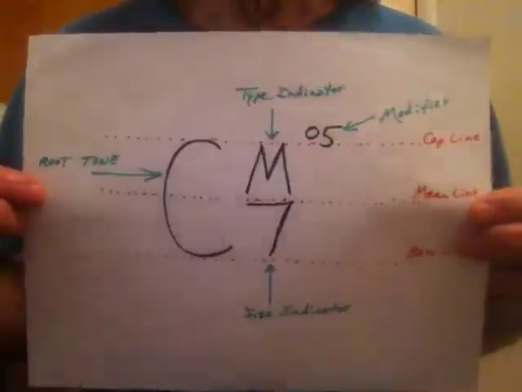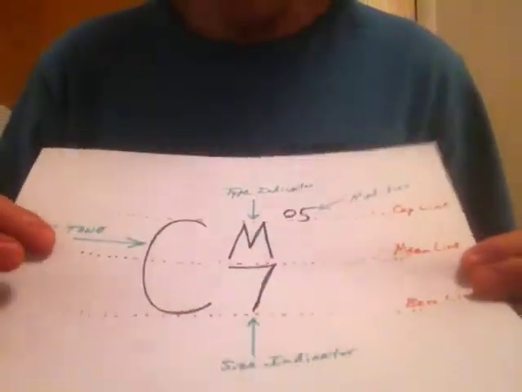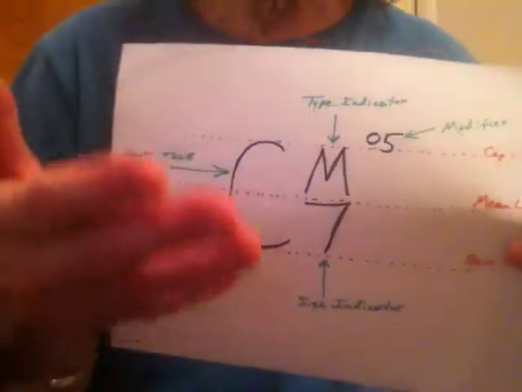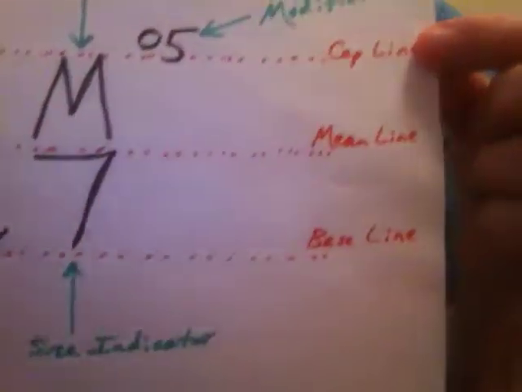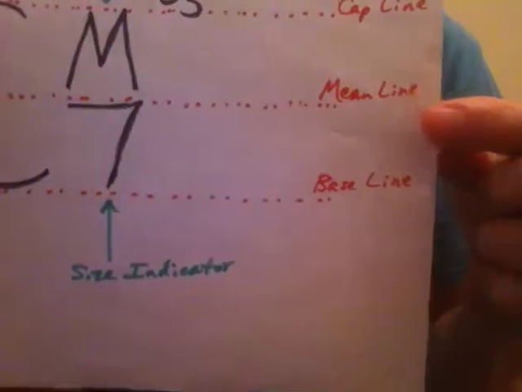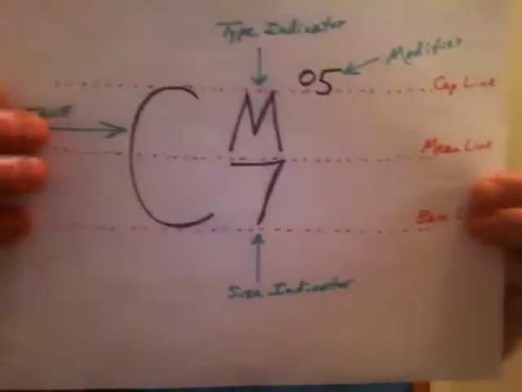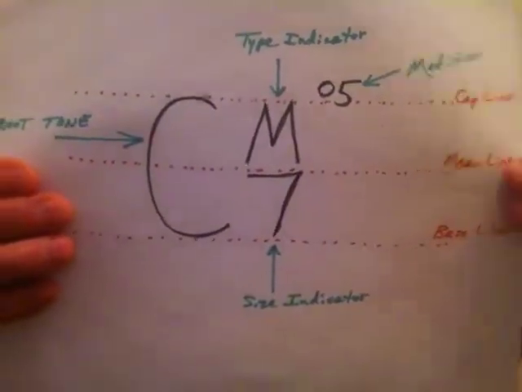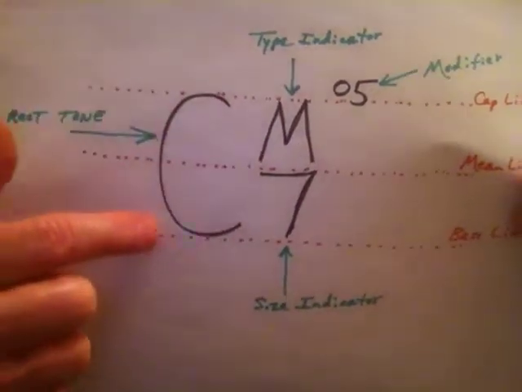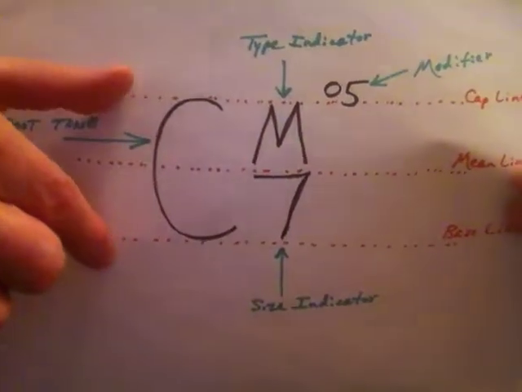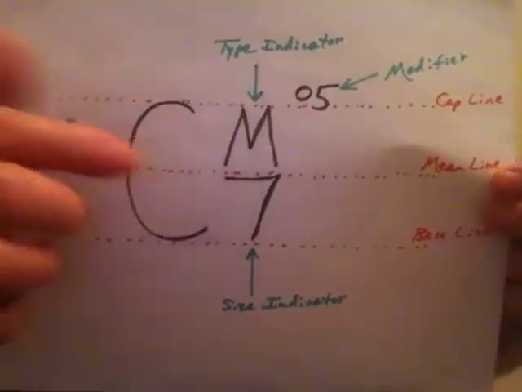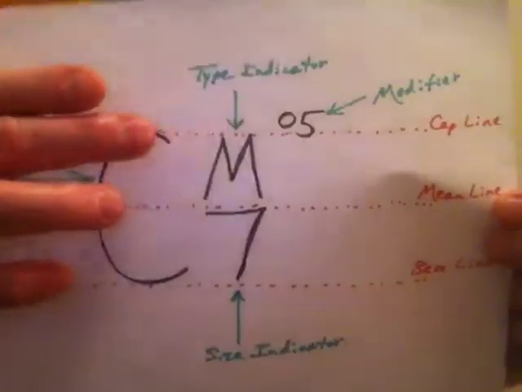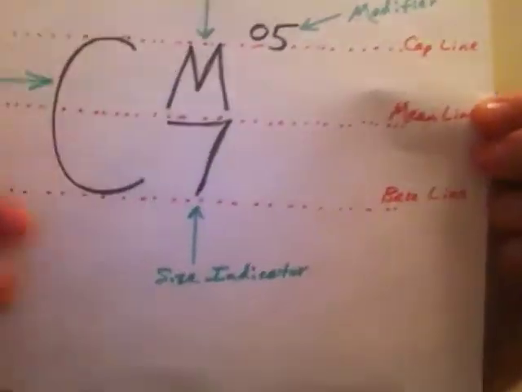Now, you see how I have this arranged in typography. If you had a particular font, let's say you had Arial or Helvetica or whatever, the top line would be called the cap line, and the middle line would be called the mean line, and the bottom line would be called the base line. So you see how my symbol fits in these typographical imaginary lines. Your root takes up the whole space here between the cap and the base line. And then your type indicator sits in between the cap and the mean line. And the size indicator sits in between the mean and the base line.